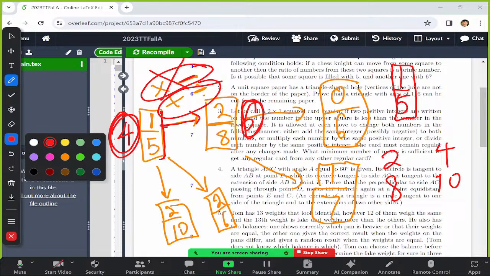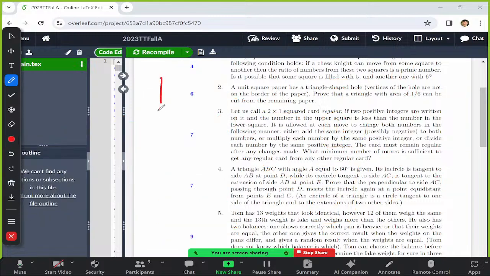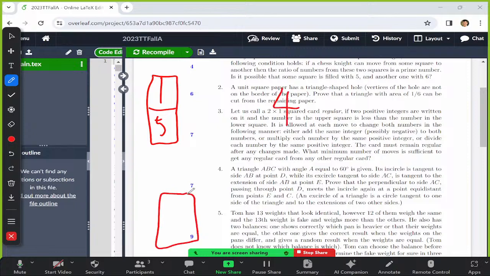I'll quickly show how you can do it in 3 steps. If I start with 1, 5, it's kind of nice. The difference of 1 and 5 is 4. And the difference of 2 and 8 is 6.